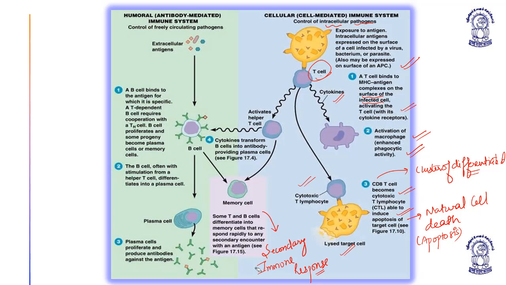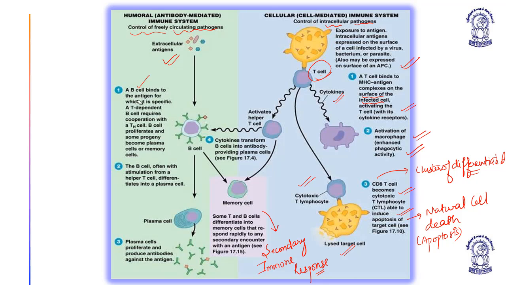Okay. The humoral immunity, or the antibody immune system, controls the extracellular pathogens or antigens, the freely circulating pathogens in blood. Cell-mediated immunity controls the intracellular pathogens. So cell-mediated immunity works inside the cell to kill or control the intracellular pathogens, and humoral immunity, or the antibody immunity, controls the pathogens which are freely moving in blood.